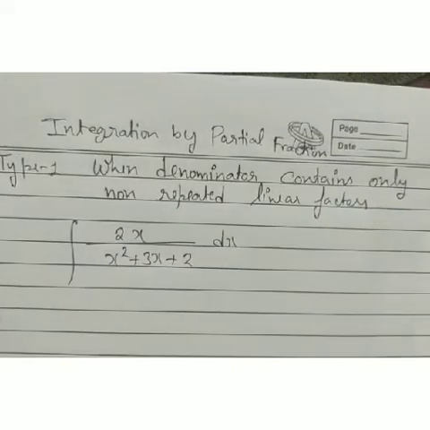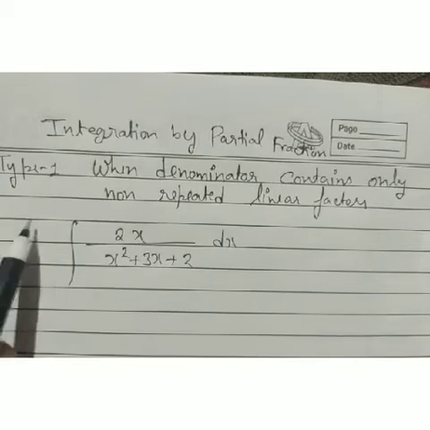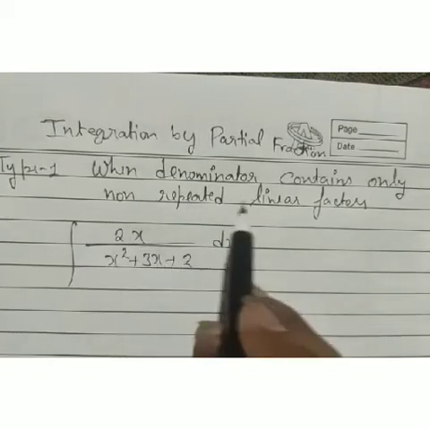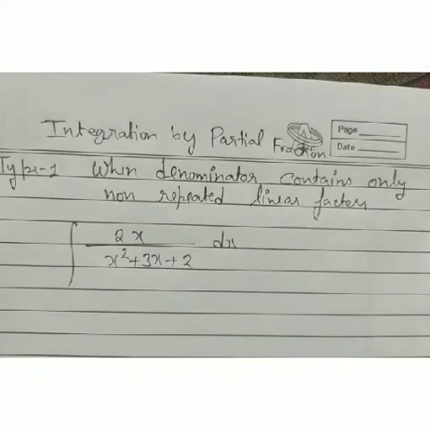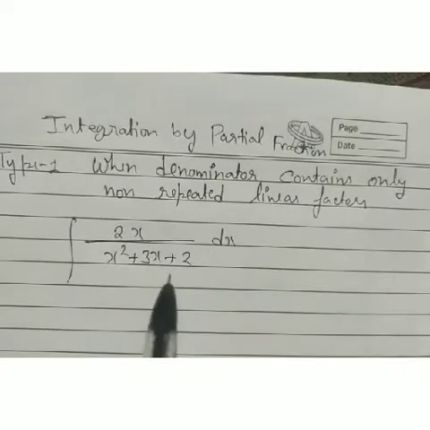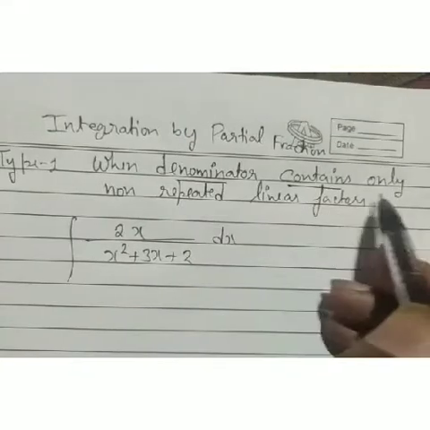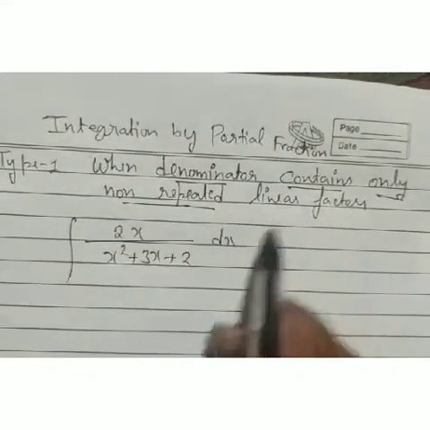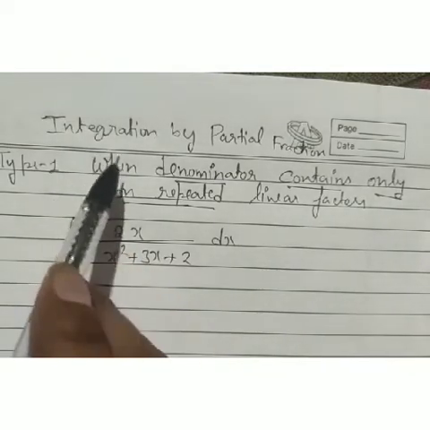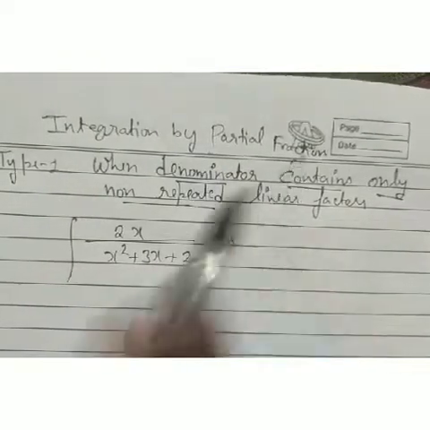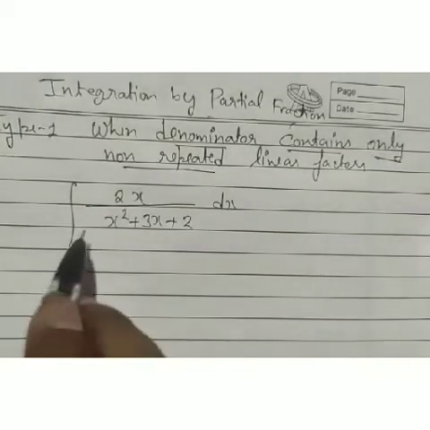Let's begin. Now integration by partial fraction, we have type 1. When the denominator contains only non-repeated linear factors, we have to find its integration. What is our first case? When our denominator contains only non-repeated linear factors, then how can we integrate this? By using partial fraction. Let's take one example.